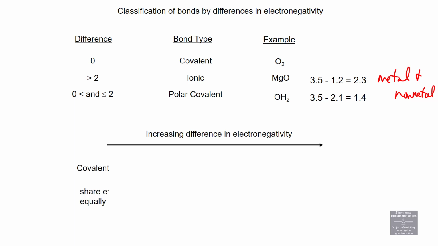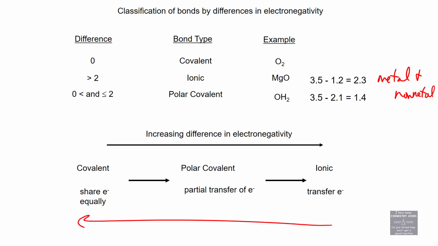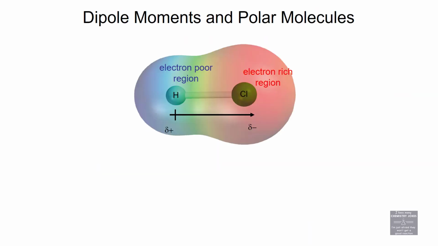Covalent bonds share equally. Polar covalent share partially. Ionic share not at all. So this is shares most to shares least. That's in that order. Covalent, polar covalent, and ionic. So polar covalent is something that has a dipole in it, partial transfer of electrons.